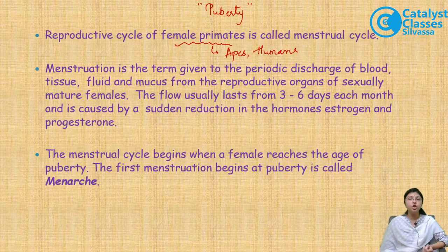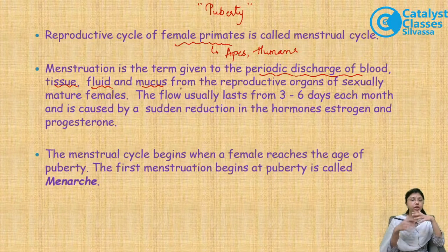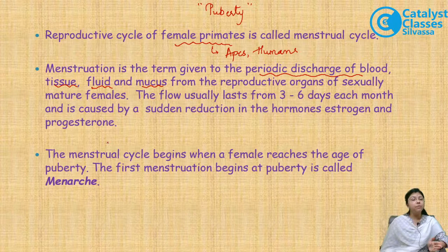Now, the term menstruation is used because there is a periodic discharge of blood along with tissue, fluid and mucus that is present in the female genital tract. Okay, when we studied the female reproductive structure, we saw that the female reproductive part has a womb or uterus, and that the uterus is made up of 3 layers, right? The outermost wall layer is called the perimetrium. The middle one is called the myometrium, and the innermost one is the endometrium.